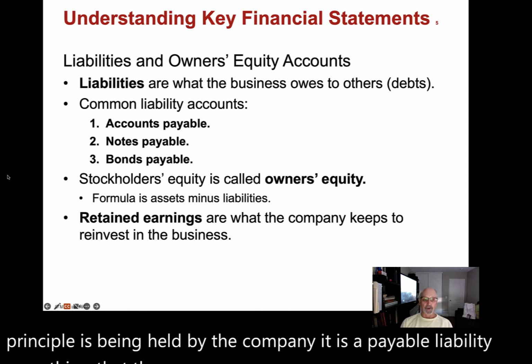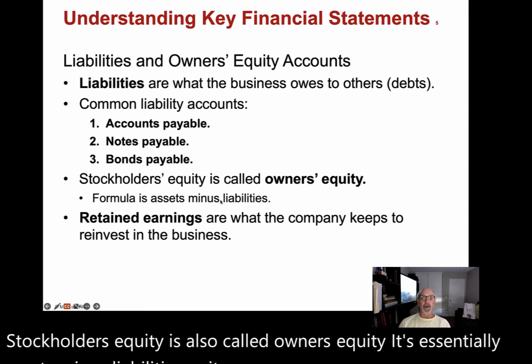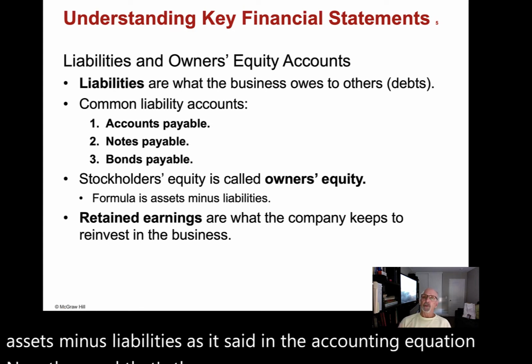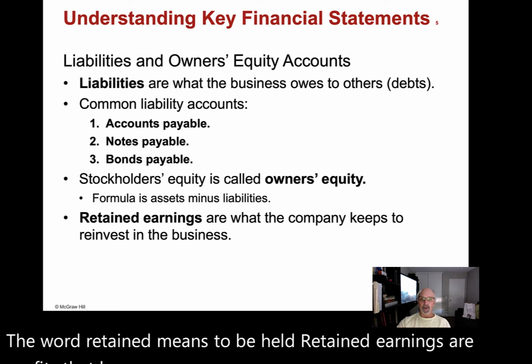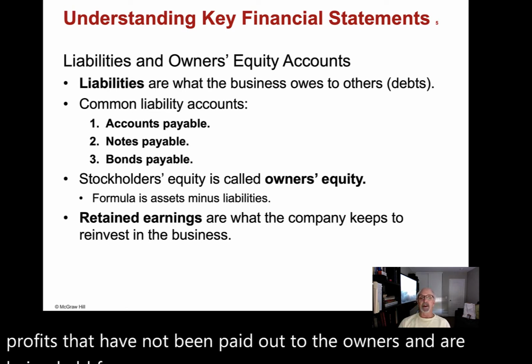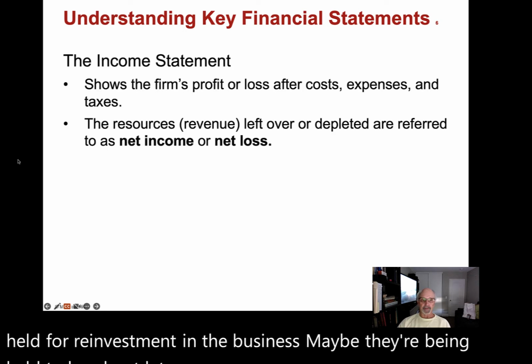to the bondholders. Stockholders' equity is also called owner's equity. It's essentially assets minus liabilities, as it's said in the accounting equation. Now the phrase retained earnings, the word retained means to be held. Retained earnings are profits that have not been paid out to the owners and are being held for one reason or another. Maybe they're being held for reinvestment in the business. Maybe they're being held to hand out later on as dividends.